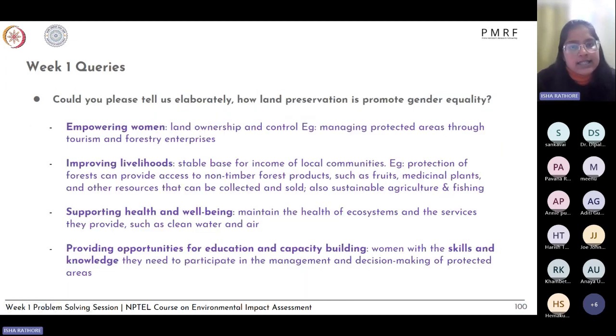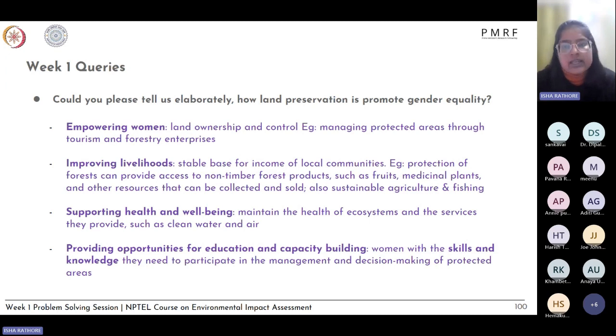Could you please tell us elaborately how land preservation promotes gender equality? Okay, so land preservation can promote gender equality by empowering women. That is, if land ownership and control is given to women, they are better at managing protected areas through tourism and forestry enterprises. Improving livelihood, so they have a stable base for income of local communities. Protection of forests can provide access to non-timber forest products such as fruit, medicinal plants, other resources which can be collected and sold. You also have sustainable agriculture and fishing practices which can further improve livelihoods.